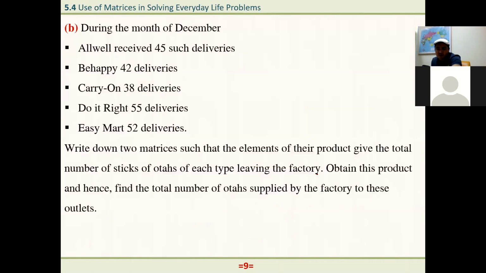Can you write that matrix, Amira? Here at the top. What is the question here? Write down two matrices such that the elements of the product give the total number of sticks of OTAs of each type leaving the factory. Each type means how many fish, how many prawn and squid and mixed. How would I do that?